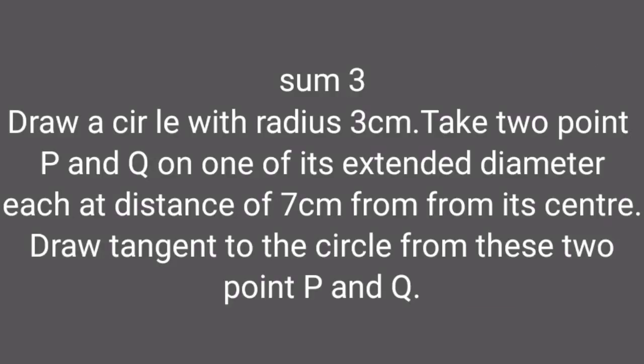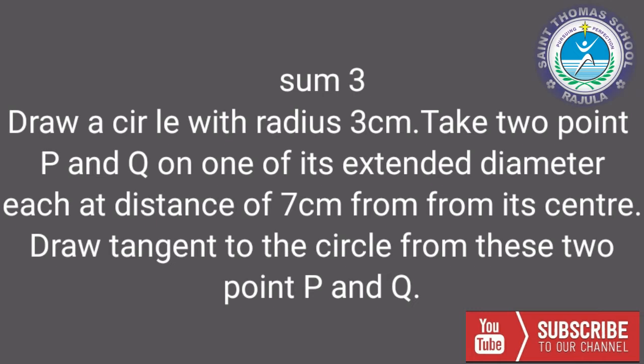Sum 3. Draw a circle with radius 3 cm. Take 2 points P and Q on its extended diameter, each at a distance of 7 cm from its center. Draw tangents to the circle from these 2 points P and Q.